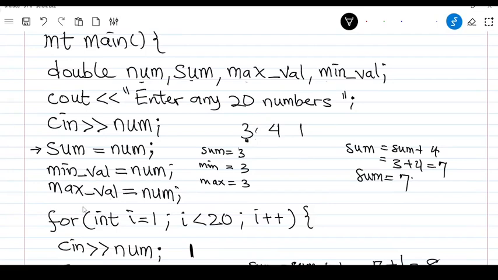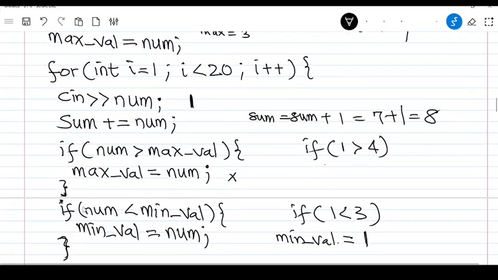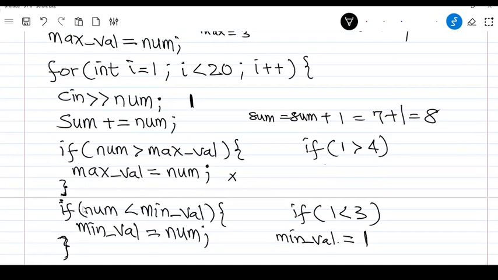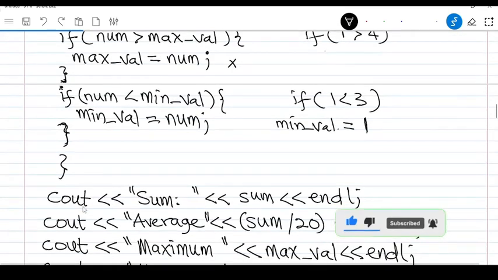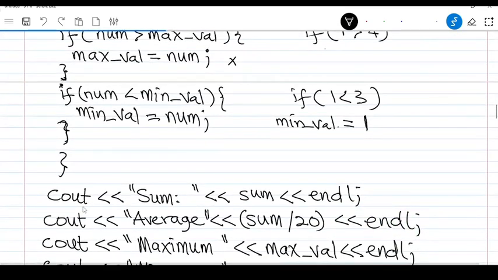We're going to have sum plus equal to the new value of num, and then the two if blocks are going to be checking. If the number is greater than the maximum value, it is going to update the maximum value to be that number. The second one is saying if the number is less than the minimum value, it's going to be updating the minimum value with that number. So that iteration is going to be running up until 19 times, and then this block of code is going to be executed after that.